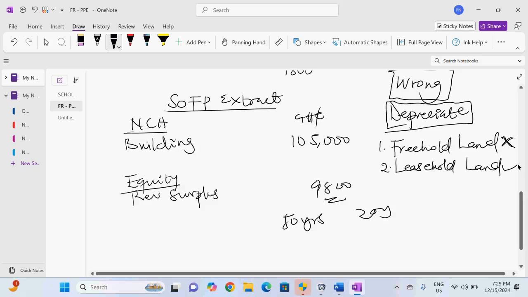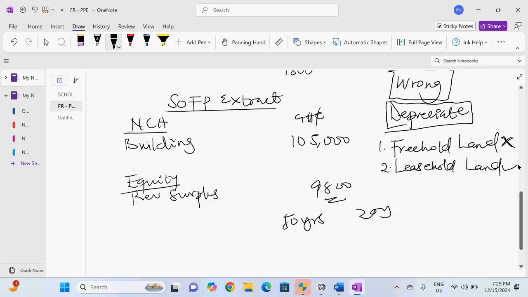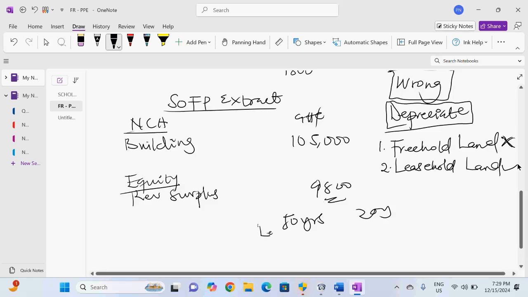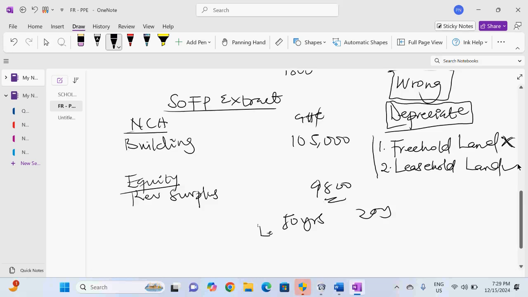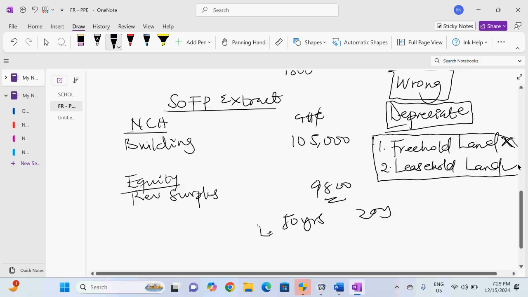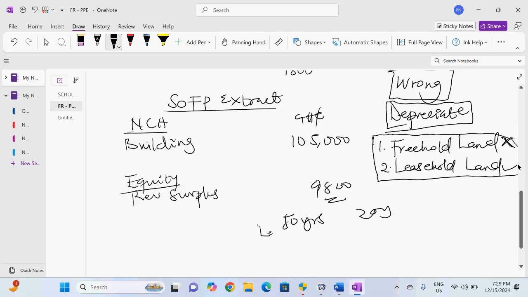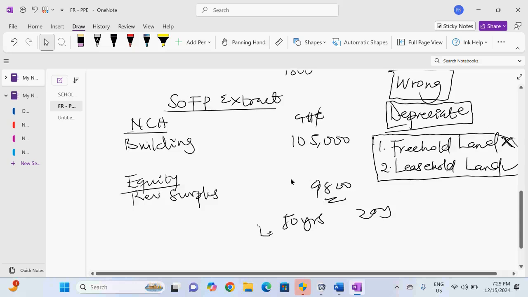So a leasehold land for a specified period, that one we depreciate. You can determine its depreciation. You depreciate it over the lease period. So the lease period may be 50 years, then you depreciate it with respect to that. So in general, if it's a freehold land, we don't depreciate, but if it's a leasehold land, we depreciate. Thank you very much. Let's proceed.